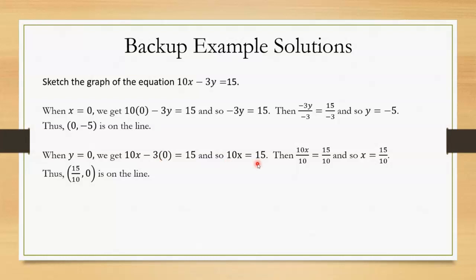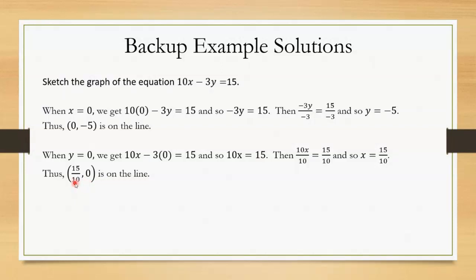So to figure out x, we divide. And we get 10x over 10 is 15 over 10. We divide by 10 because we want x. We don't want 10x, we want x. So we divide, and x becomes 15 over 10, which I know is 3 over 2, but if you leave it as 15 over 10, that's fine. So from here, we get this. So we have 2 points.